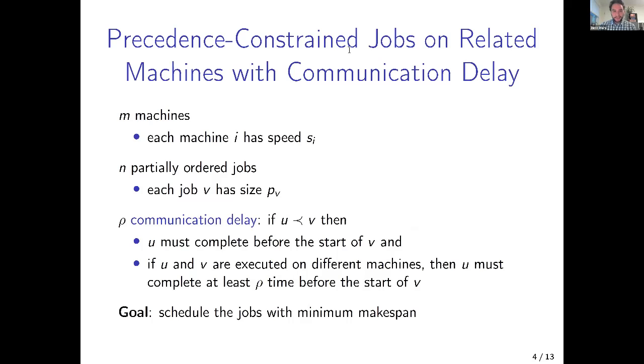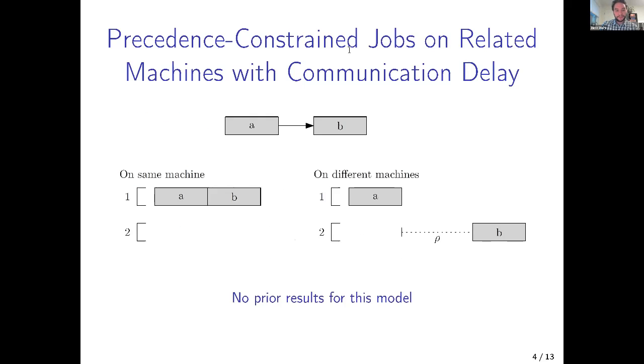Now we're introducing communication delay. Here, as we saw, we have m machines with variable speed and variable sizes on the jobs. We have the additional condition that if U precedes V and they're executed on different machines, then there must be at least rho time between the completion of U and the start of V. Intuitively, this is the time it takes to communicate the result of U to the other machine where we're executing V. But if they're executing on the same machine, then V can start immediately after U.